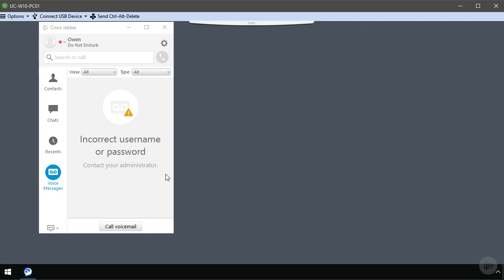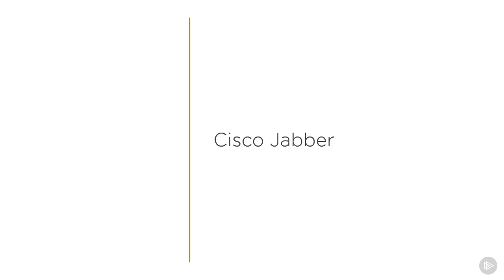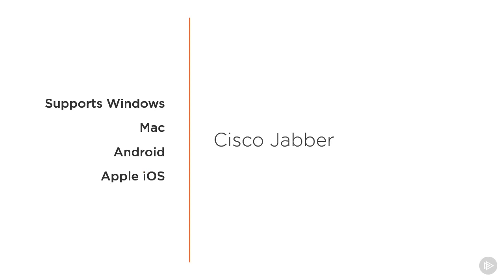We'll close that out. So this is our Jabber client, and as we can see, there are many options. There are lots of features that end users can use to help simplify how they communicate with others, both in and out of the organization. Before we finish with Jabber, we wanted to go over a few points that you might want to remember. Number one, Jabber supports Windows, Mac, Android, and Apple iOS. It's a very versatile product, and we can run it on a wide variety of platforms.